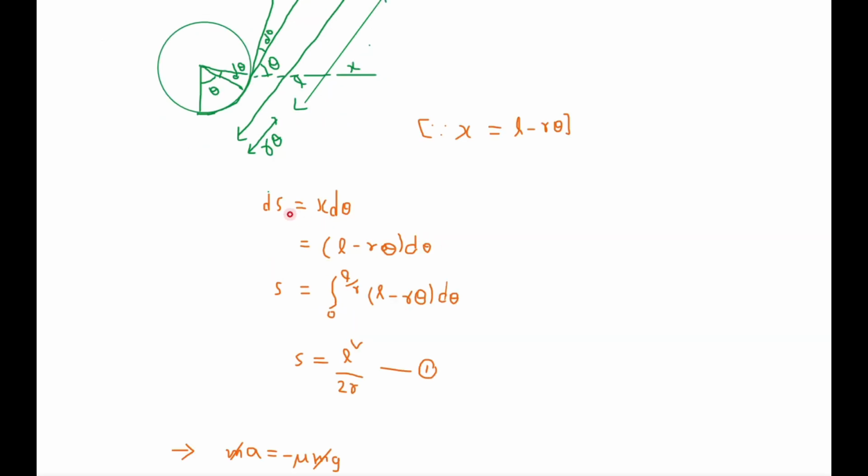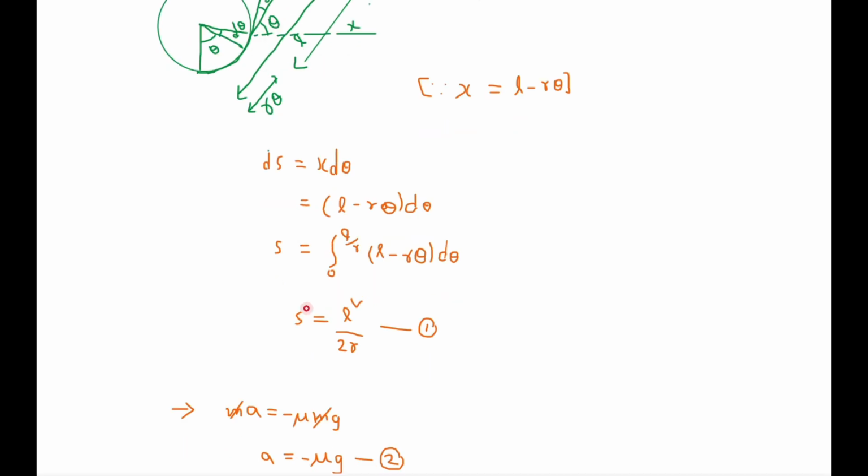So ds equals x d theta. In place of x we substitute L minus r theta, into d theta. We integrate it from 0 to L by r, since L by r is the total angle consumed. From this, s equals L square by 2r. So it is the displacement traveled by the particle before hitting the cylinder. This is equation 1.